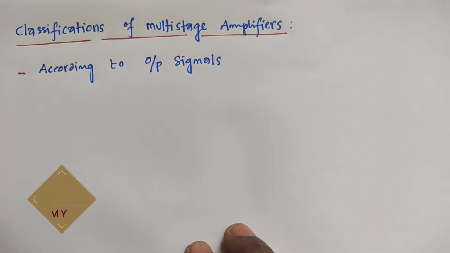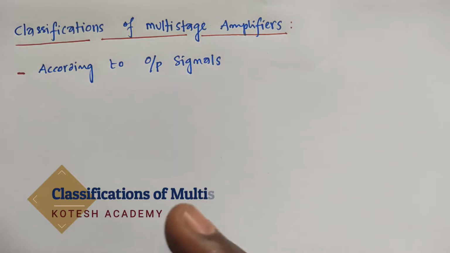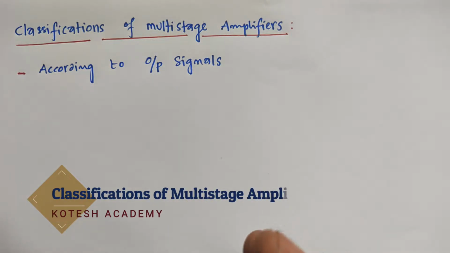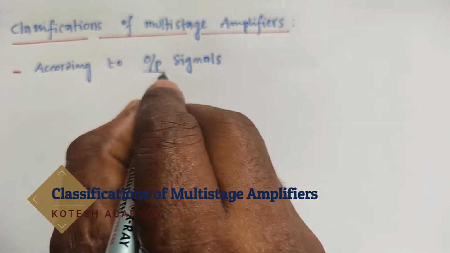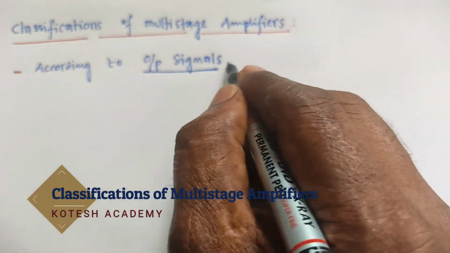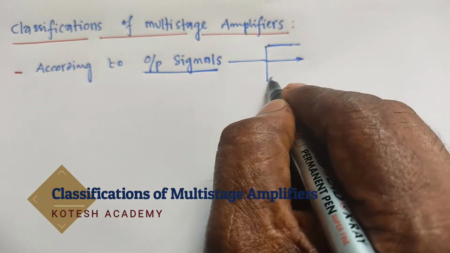Hi friends, now we are going to talk about another topic, classifications of multi-stage amplifiers. In the previous class we explained why we prefer multi-stage amplifiers. So what types of classifications do we have for multi-stage amplifiers? That is purely based on the output signal. Based on the output signal we can classify them into different multi-stage amplifiers.